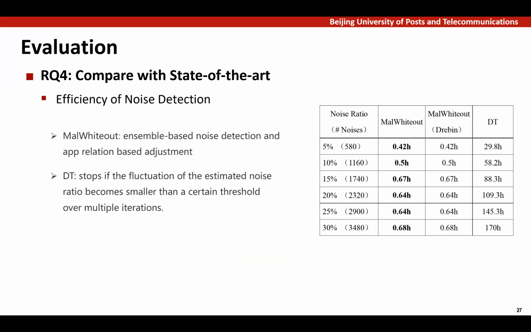We next take a look at the time cost of the two approaches. MalWhiteout's two phases, ensemble-based noise detection and application-based adjustment, have a stable time cost within 40 minutes. Differential training reduces the label noises in a gradual way in multiple iterations. Thus, the more iterations it requires, the longer it takes. Overall, MalWhiteout is much more efficient compared to differential training, being 70 to 249 times faster.